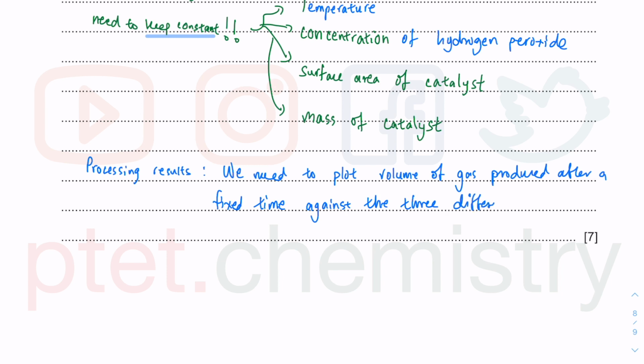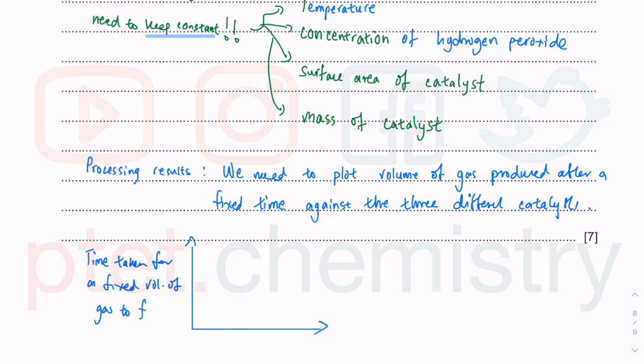So 3 different catalysts, that is what we are changing, the catalyst. Therefore, there's our x-axis, our independent variable. If I show you, we would simply have things like this. So this is time taken, time taken for a fixed volume of gas to form or to be produced. I'm just showing you an example, a bar chart here. So it could be catalyst, whatever, catalyst, whatever, catalyst, whatever.